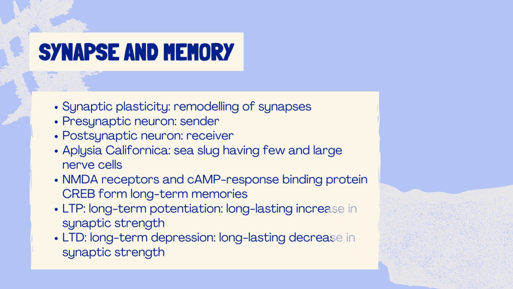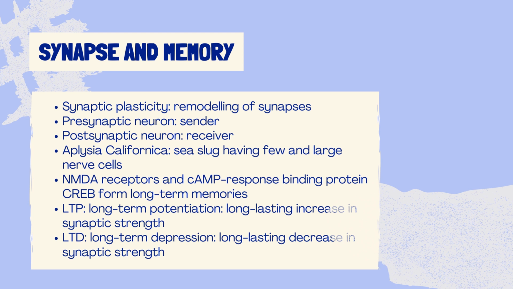Next, we have a sea slug that we analyze because it has few and large nerve cells, so we can zoom in and analyze what nerve cells actually look like. This sea slug is called Aplysia californica. Another thing to know is that NMDA receptors and cAMP response element binding protein, CREB, form long-term memories. And there are two types, long-term potentiation and depression.